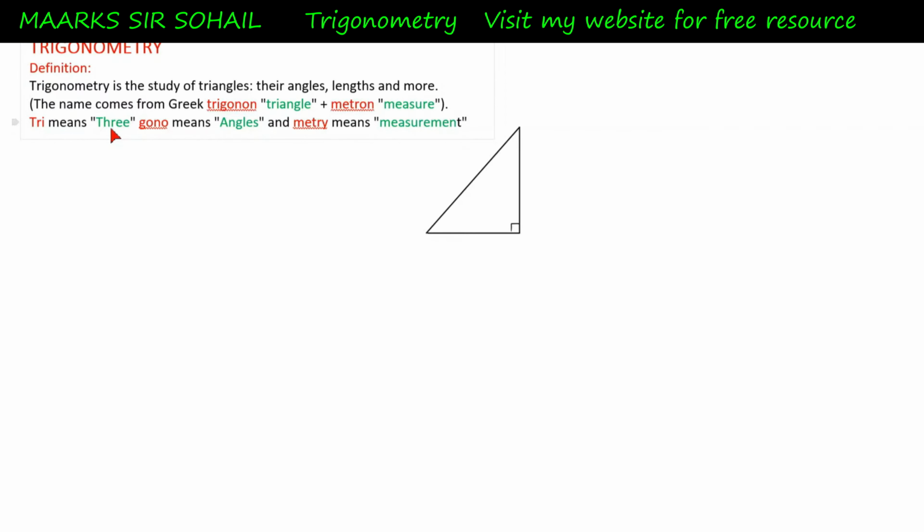In chemistry you also read this. So tri means three, gono means angles and metry means measurement. So it is the study or measurement of three angles. In trigonometry we usually talk about triangles. There are two cases: one is a right angle triangle and the other is a different type of triangle. First we will be focusing on the right angle triangle only.